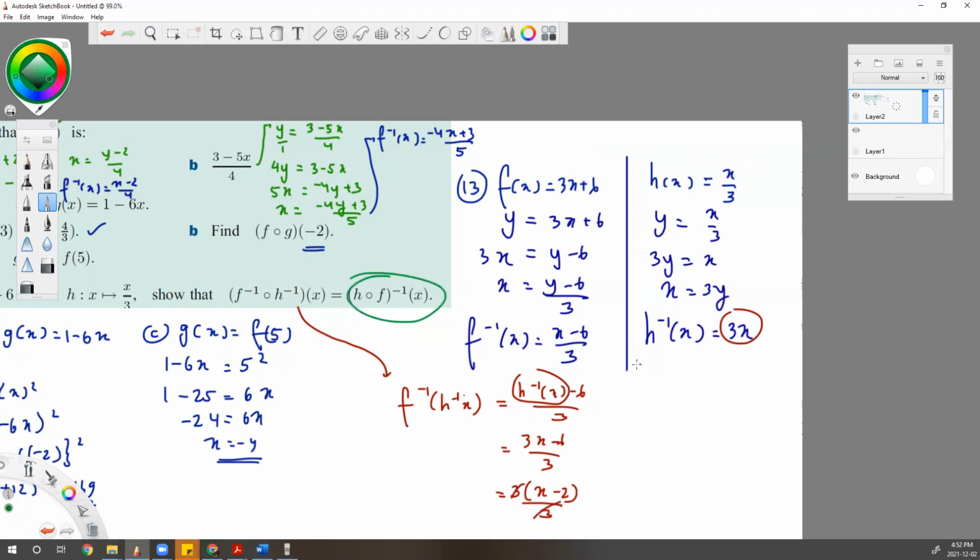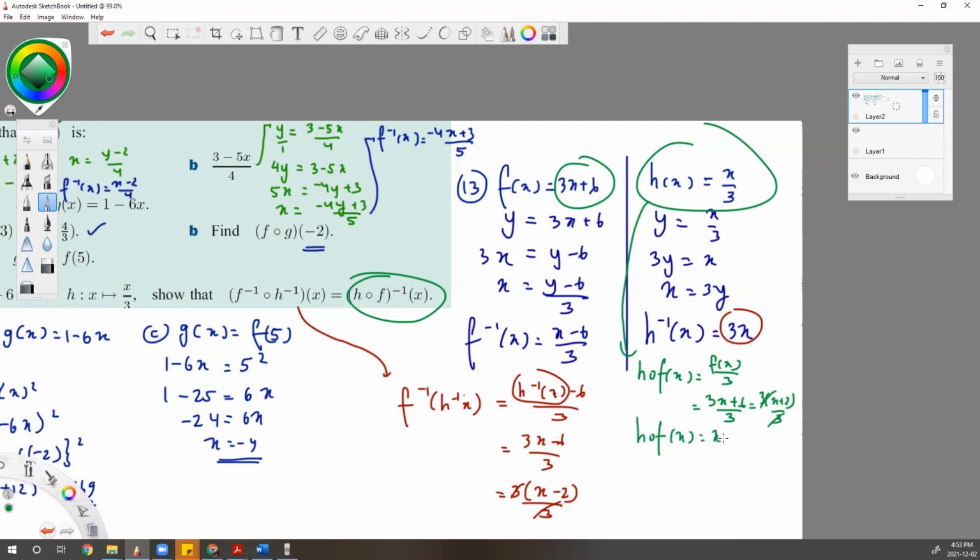h of f inverse. Okay, what is h of f first? One by one. Don't deal with the inverse first. Slowly, pelan-pelan. h of f means f x over 3, right? 3x plus 6 over 3, right? Because f x is 3x plus 6, and then you can get rid of the 3, x plus 2 over 3, cross. h of f x is x plus 2.